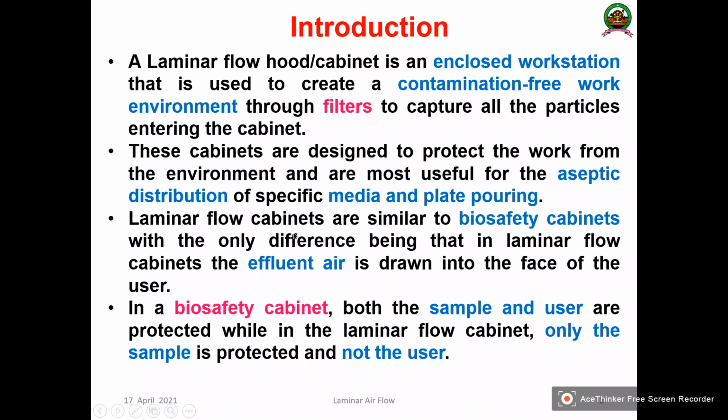And these laminar flow cabinets are very similar to a biosafety cabinet, with the only difference being that in the laminar flow cabinet, the effluent air is drawn into the face of the user. In a biosafety cabinet, both the samples and users are protected, while in a laminar airflow cabinet, only the sample is protected and not the user. And the basic level of biosafety cabinet is known as laminar airflow.